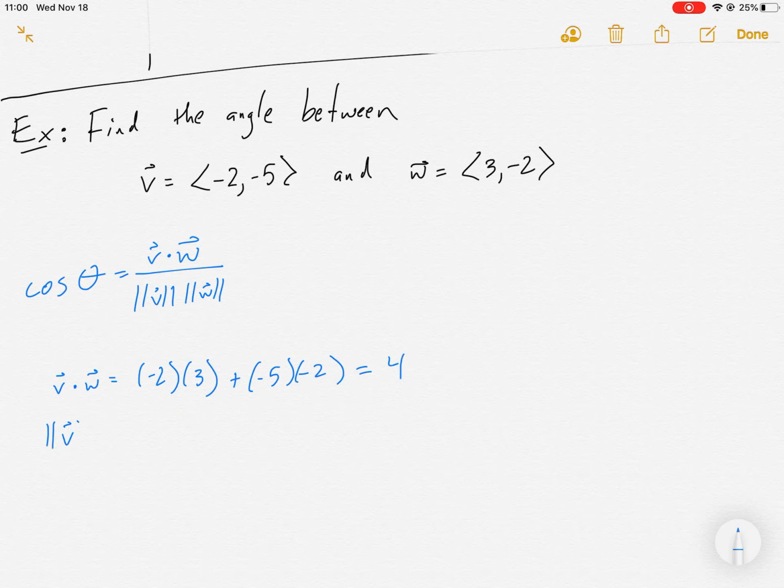Now we need to find the magnitude of each vector. Going back to the previous video, the magnitude is essentially the Pythagorean theorem, finding the hypotenuse.